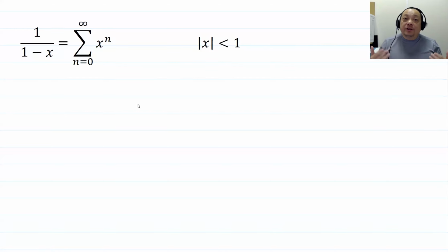Hi, in this video, I want to show how we can use the geometric series to derive the power series for many other functions by combining the geometric series with algebraic manipulation. So if you're good with algebra, you can apply your algebra to a lot of functions to make it look like the geometric series and then go from there.